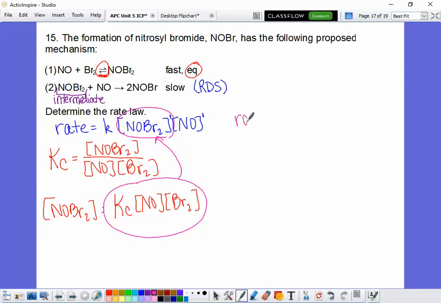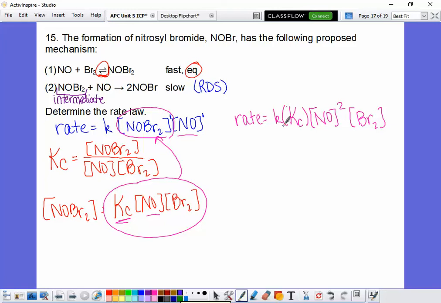So I get rate equals rate constant times Kc times concentration of NO, because right here, but wait, we already had an NO in the rate law, so it's going to be concentration of NO squared times the concentration of Br2. We're not done.